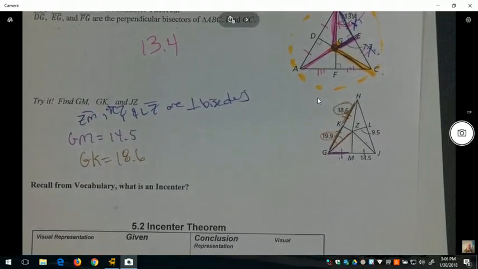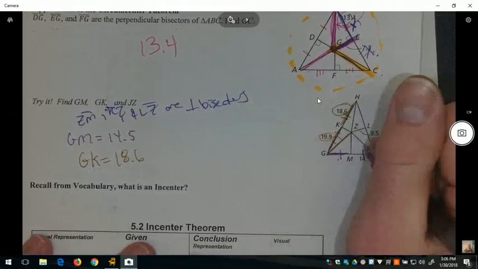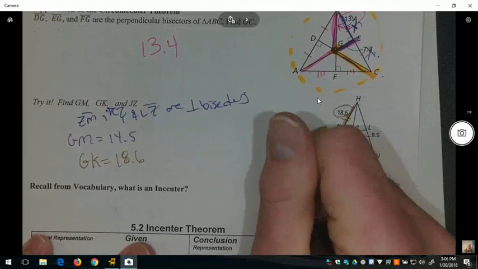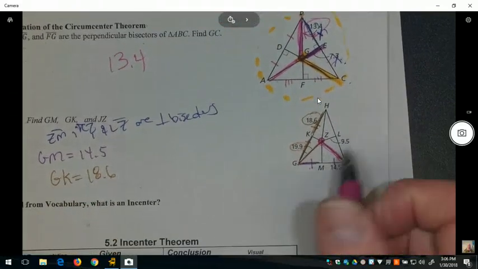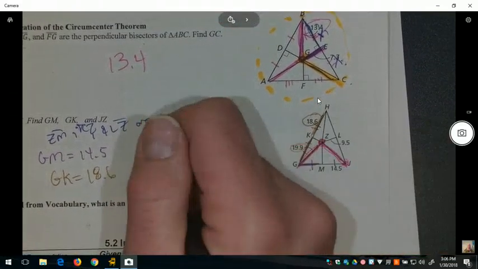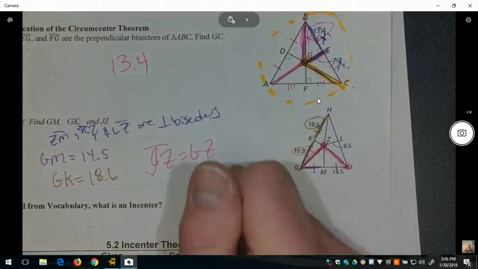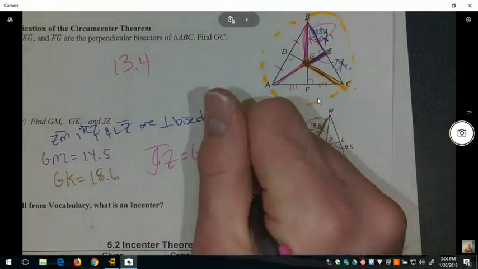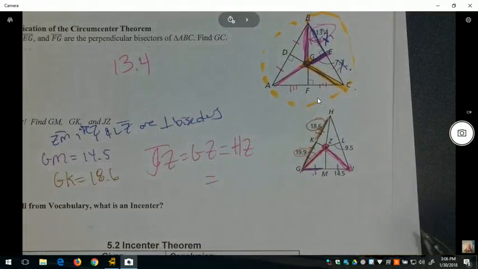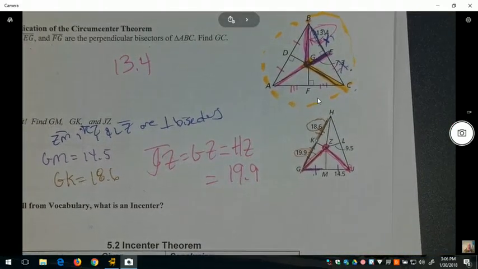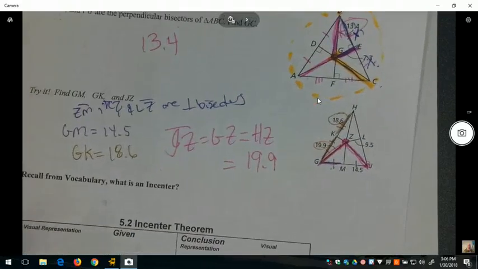And now they ask us for JZ. JZ is the distance from the circumcenter to a vertex. The circumcenter is equidistant to all vertices. So it's going to be the same as GZ. JZ equals GZ equals HZ. All three of those will be a value of 19.9 units based on what's given in the picture. That's how we apply the circumcenter theorem.